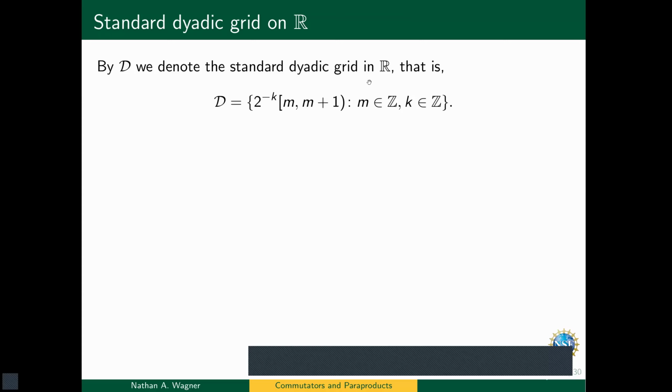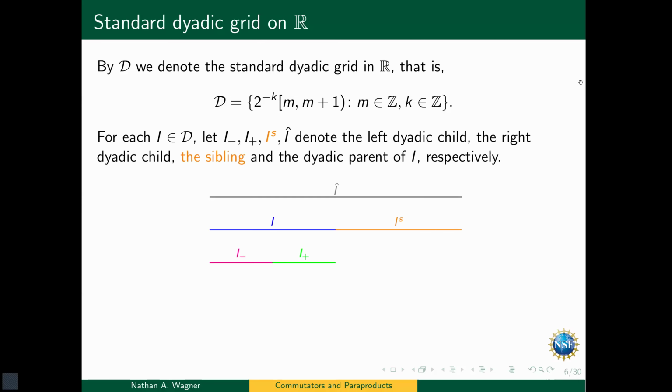Okay, I think everyone's probably familiar with the construction of the standard dyadic grid on the real line. You take all intervals of the form 2 to the negative k times the interval [m, m+1]. If you think about all the dyadic intervals in [0,1], you start with [0,1], you cut it in half, then you cut the two resulting children intervals in half, and then you continue that procedure.